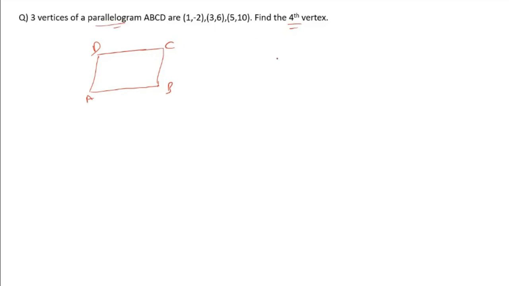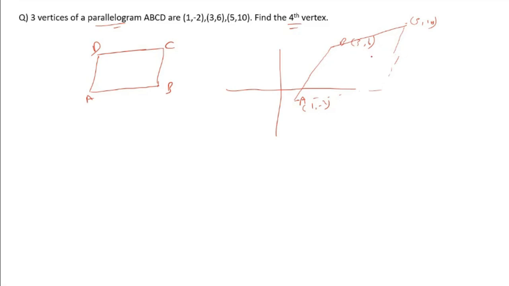But where do these points lie? Again, it's good to just have a view of what the parallelogram looks like. The first point is 1 comma minus 2, which will be somewhere here. Let's call this point A. 3 comma 6 would be somewhere here. 5 comma 10 would be somewhere even beyond this. And the fourth vertex we don't know. But we know that the parallelogram that is going to be formed will be something of this shape.